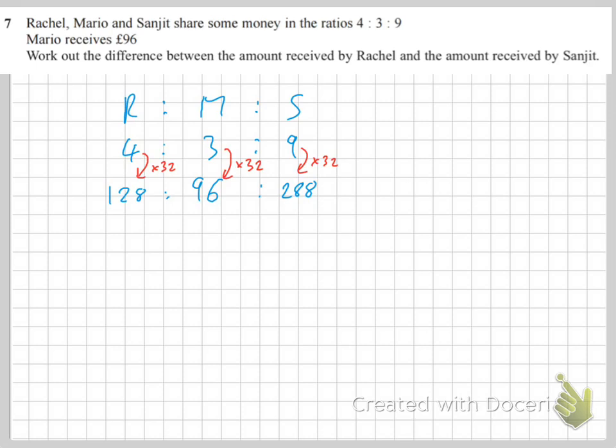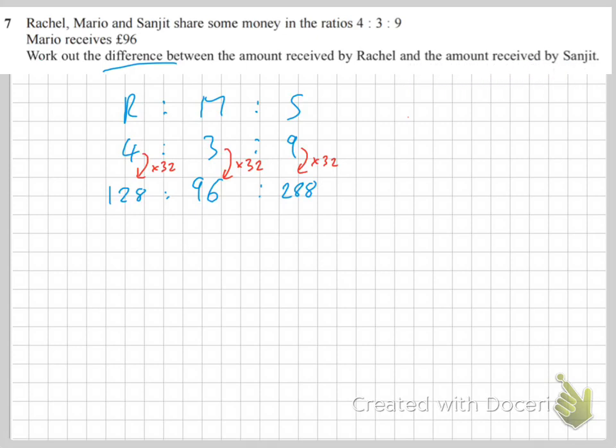Okay, once we've got that, so those are the amounts. That's how much money everybody receives. So now we go back and read the question carefully. Work out the difference between the amount received by Rachel, so the difference between R's value and S's value.